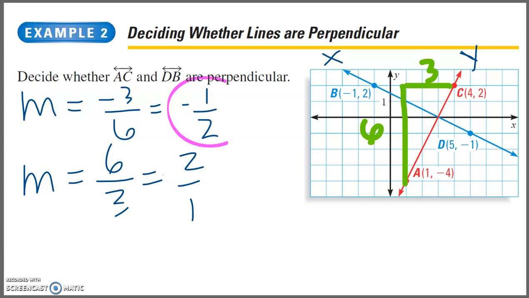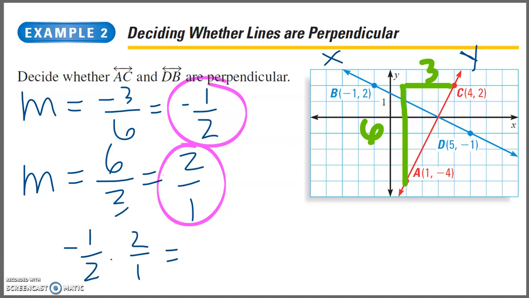Well, now let's decide. Are those opposite reciprocals? I'm going to say yes, they are. They're flipped and negated. Another way to check that they're opposite reciprocals is to multiply them together and see if we get negative 1. Negative 1 times 2 is negative 2. 2 times 1 is 2. And indeed, we are getting negative 1.